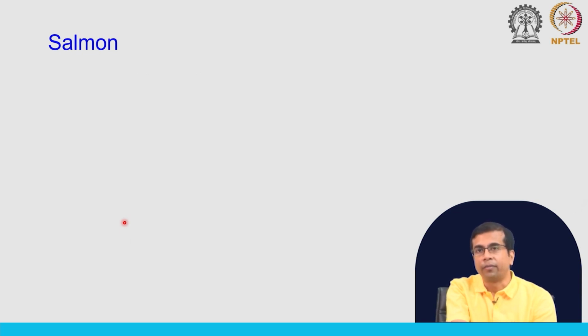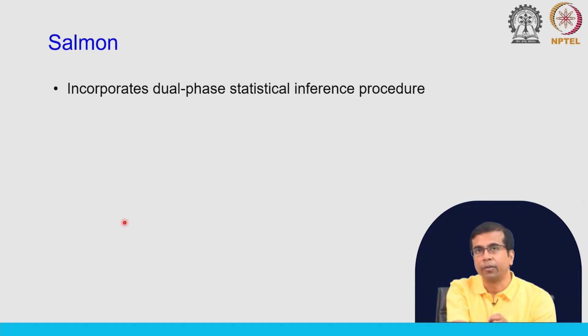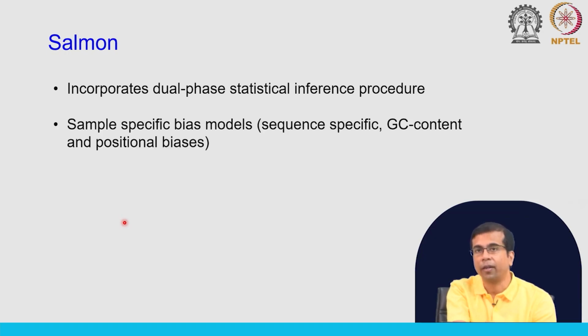The other tool that is very popular is Salmon. Again, we will not go into the statistics, I will just very briefly mention what it does. It uses something called a dual phase statistical inference procedure, and it can also take into account RNA sequencing biases, for example, sequence specific biases or GC content biases. Do not worry about these biases, which we will discuss in much more detail. There are two phases in this algorithm, as you can see.